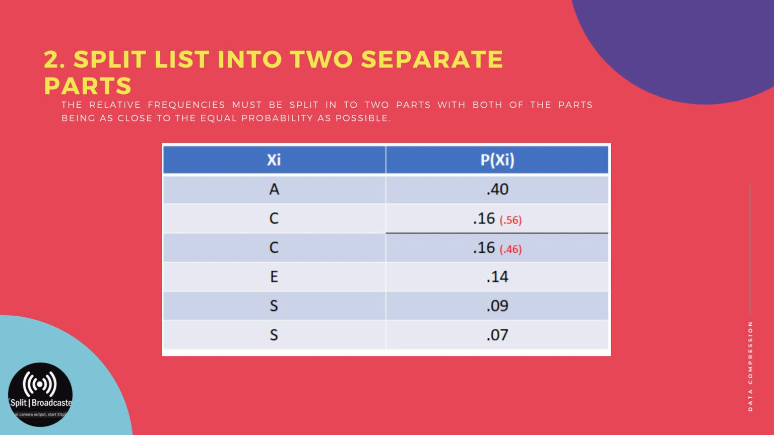In the table, we can see that the separation happened in between the two letter C's, as the top half probability is added to get a value of 0.56 and the bottom half to get 0.46. Moving the separation any more will make the value stray away from equal probability.